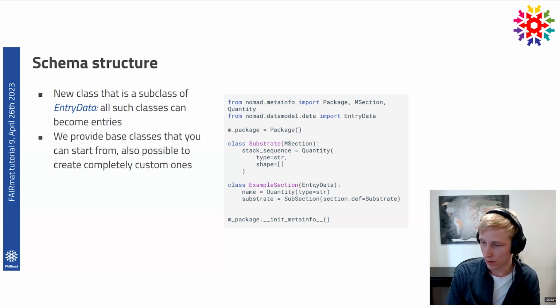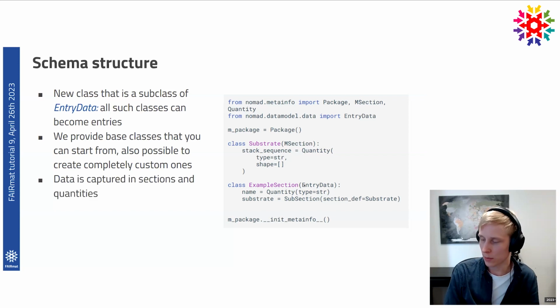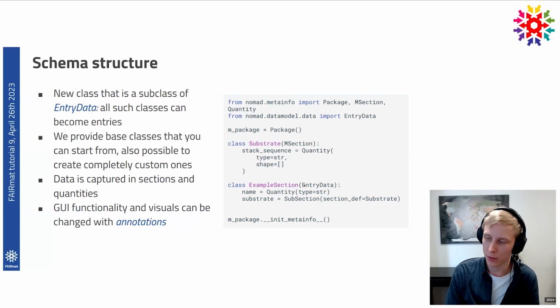We provide some base classes for you. This entry data is the most basic one. There are some more customized ones in our code base already, but essentially it's up to you. You can create completely custom ones or use some of our own base classes that we provide. As I mentioned, the data is captured in sections and quantities here. Later on, we'll see a bit more of an example of these annotations, which tell how the GUI is supposed to display certain quantities, for example.